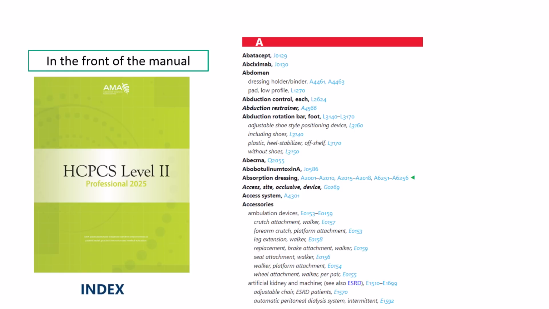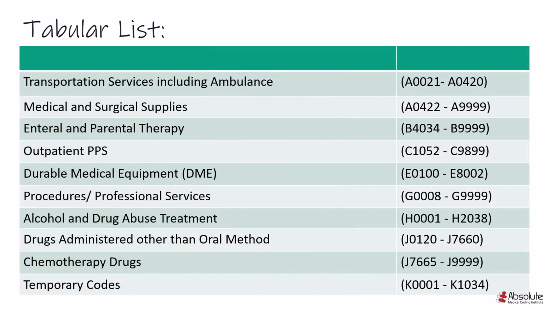Now, this is the index. And again, if CMS is involved, the index is in the front of the manual. Most manuals outside of HCPCS Level 2 have it in the back, but CMS puts their index in the front. All right. It is alphabetized. So whatever the supply, drug, service, etc., it's in alphabetical order. After you've looked up your code in the index, then you have to scurry on over to the tabular list.